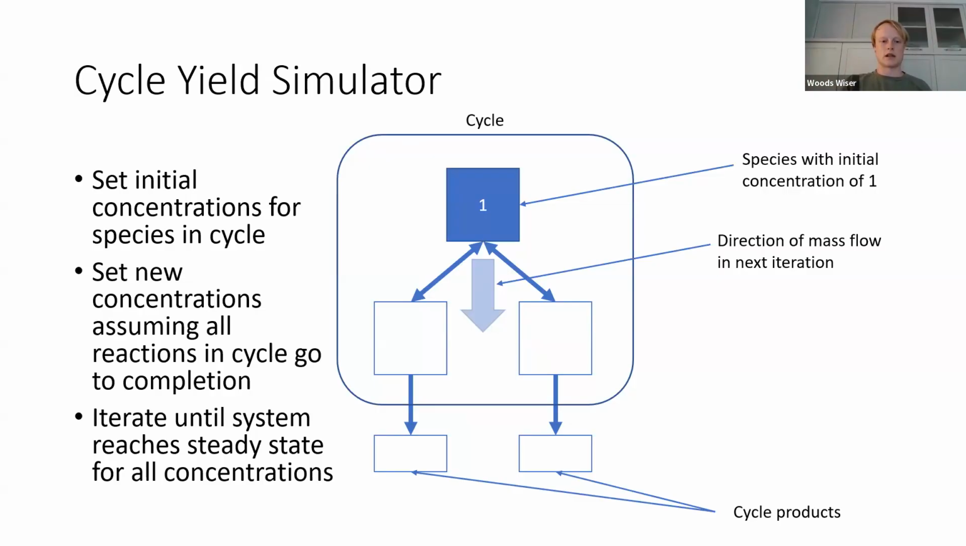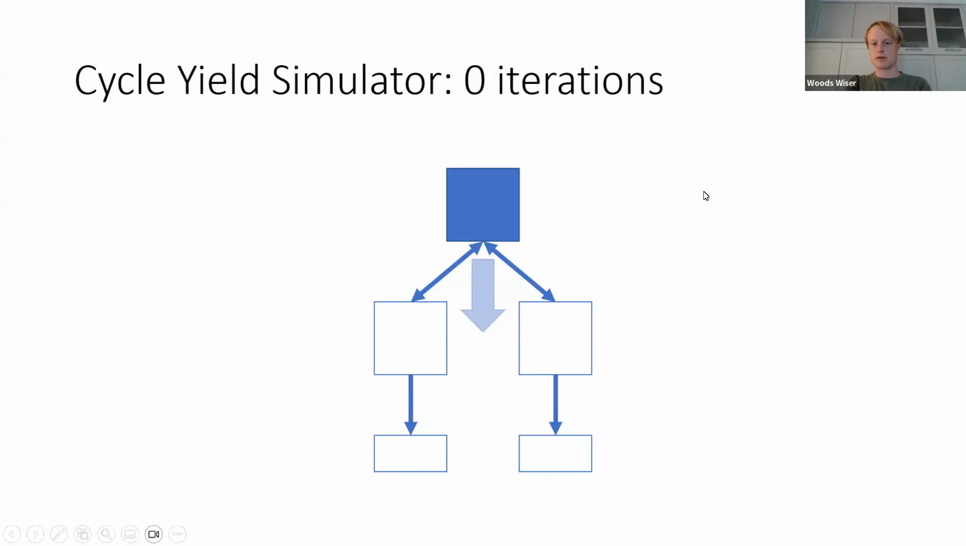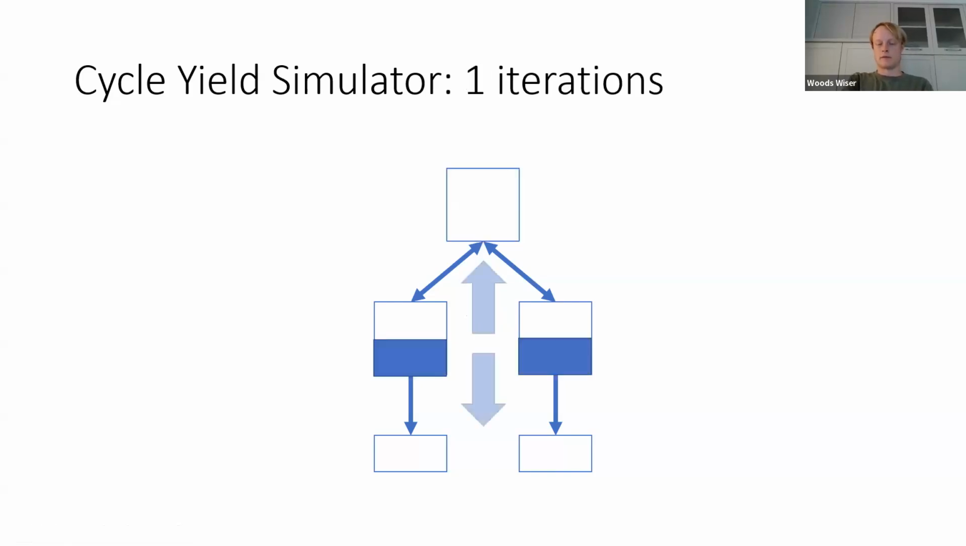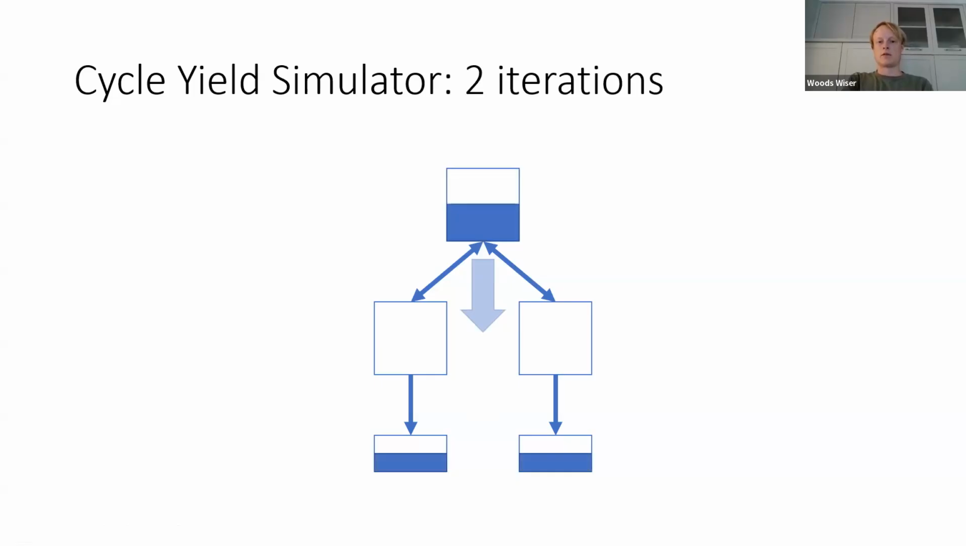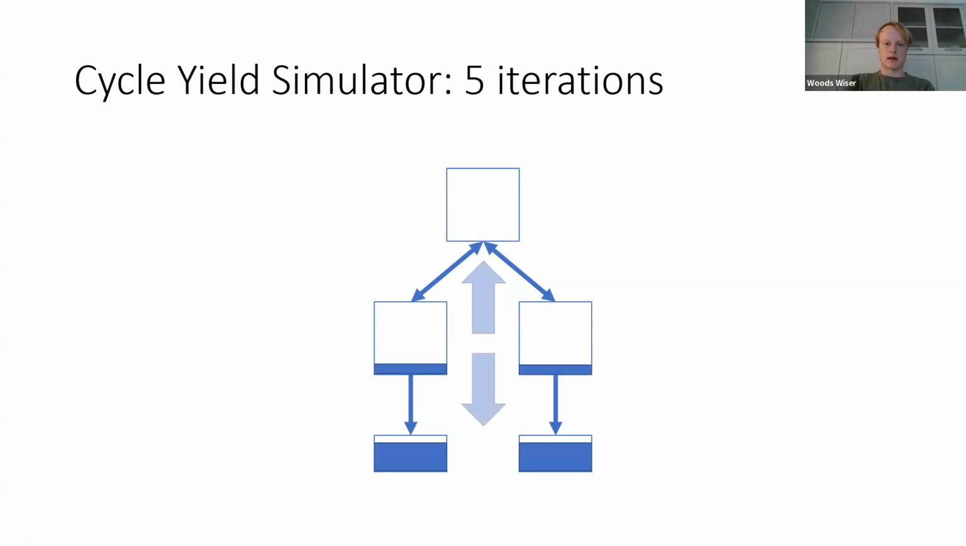So we set the initial concentrations for the species in the cycle, and we set new concentrations, assuming all reactions go to completion, and iterate until we reach a steady state. So we're going to start with 1 there and go from there. So at 0 iterations, we've got 1 at the top. Now we've split it between the bottom 2. Now we've gone half to the top, half to the outlet species. 3 iterations, got now a half in the middle species, a half in the bottom, et cetera, et cetera.